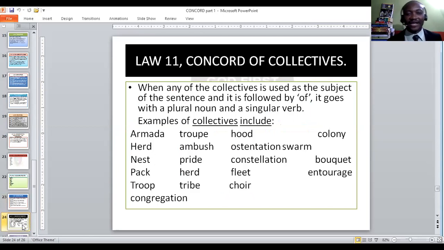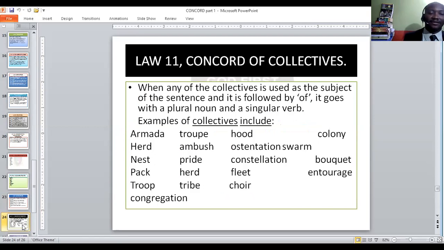Law 11 talks about the concord of collectives. When any of the collectives is used as the subject of the sentence and it is followed by of, please, it goes with a plural noun and a singular verb. When I say collectives, what do I mean? We mean the collective nouns, like armada. We have armada of warships.